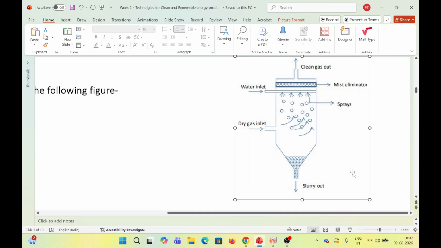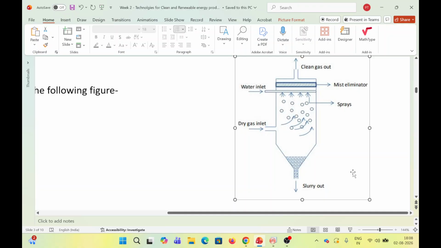It's quite simple, right? You have the dry gas inlet from the bottom, and the water inlet at the top. The water is sprayed in the form of tiny droplets. The dry gas and the water droplets come in contact, traveling in counterflow directions. When they come in contact, the particulate matter present in the gas gets dissolved in the water droplets and is removed. Once that gets removed, the dry gas is going to be more, what do you say?